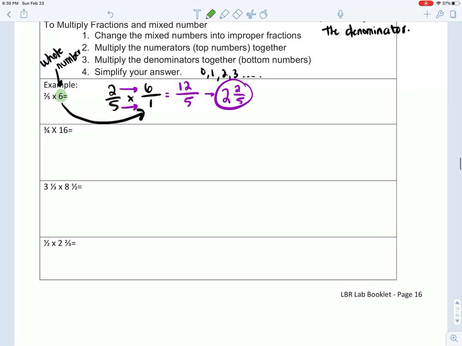All right, let's try the second example here. So here I have 3/4 multiplied by 16/1. So the same trick works here. Right, 16 is our whole number, and I can transform it by placing a 1 in the denominator. All right, so let's go ahead and multiply 3 times 16. I don't know that off the top of my head. So I'm going to do a little bit of math here. So that's 48.